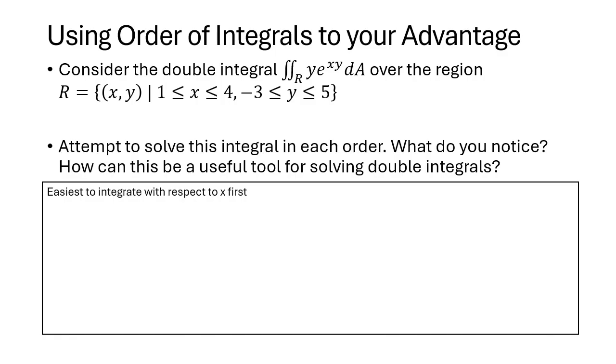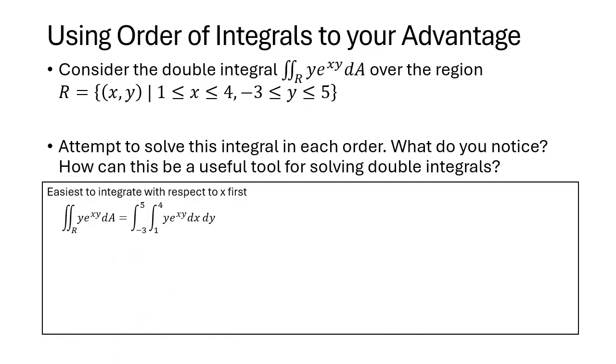So I'm going to go straight to it. And I'm going to say it's easiest to integrate with respect to x first and just take a look at the process on this. So we set it up as integrating with respect to x first, meaning that the limits for x go on the inside. So we have 1 to 4 for x, and that goes on the inside with dx. And the limits with respect to y, -3 to 5 for y, go on the outside with dy.